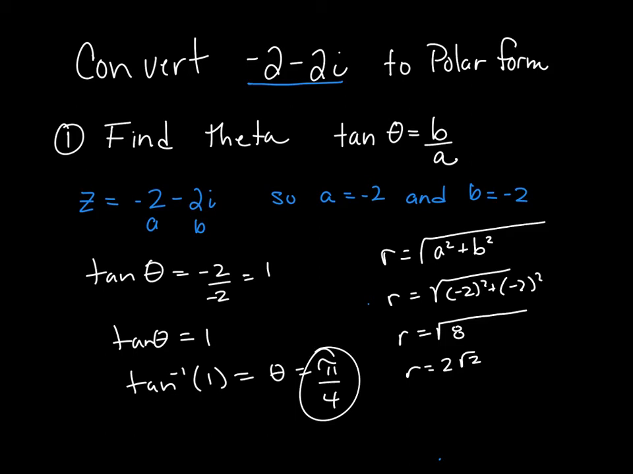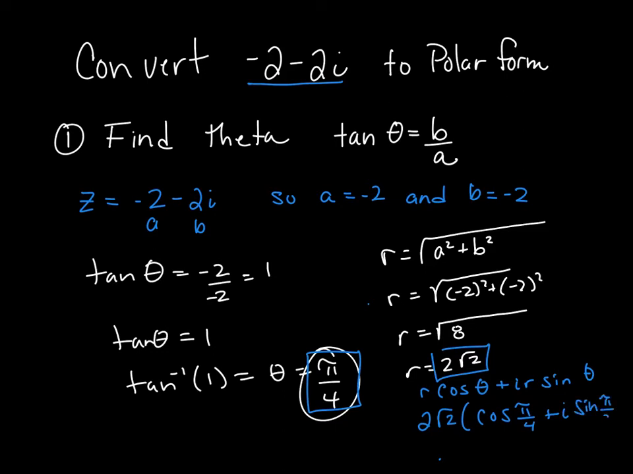Our polar form of an equation is always going to be r cosine of theta plus i r sine of theta, so that now we know what theta is, pi over 4, and r is 2 square root of 2. I can go ahead and write that as 2 square root of 2, parentheses, cosine of pi over 4 plus i sine of pi over 4. You could also write that as 2 square root of 2 cis pi over 4, meaning cosine plus i sine of pi over 4.